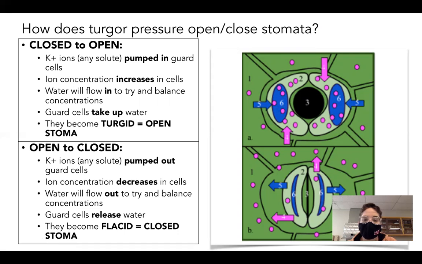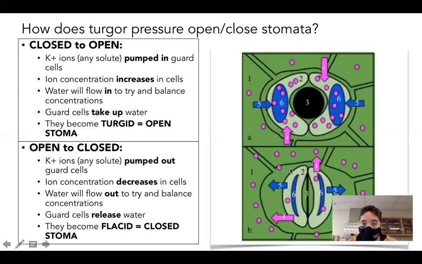However, when they're going to close again, the potassiums or any solute, I say any because we're using sucrose in lab, the potassium ions are pumped out of the guard cells. That ion concentration decreases in the cells, and then the water will flow out as well to try to balance those concentrations. Yes, they're released from the guard cells, and that's stomata that we consider flaccid or closed.